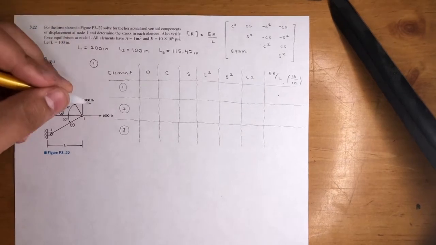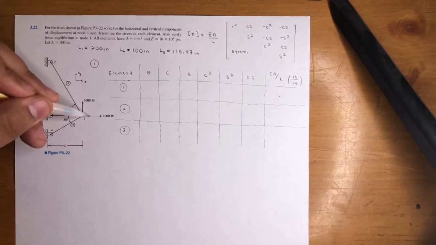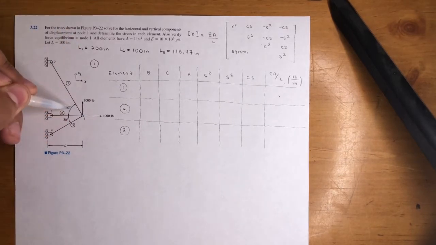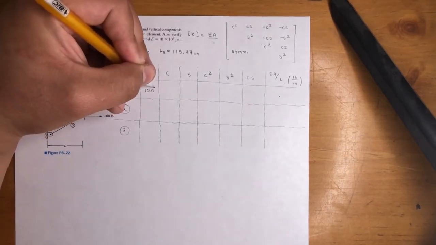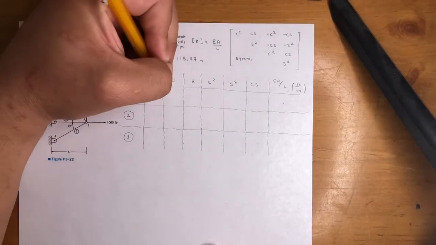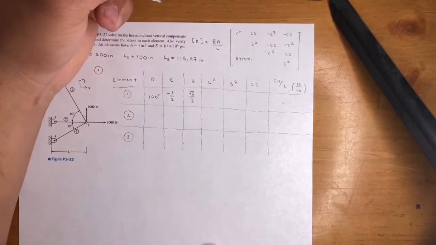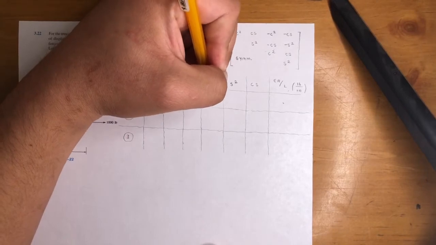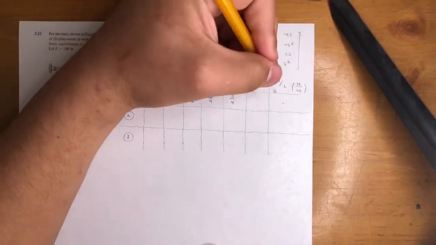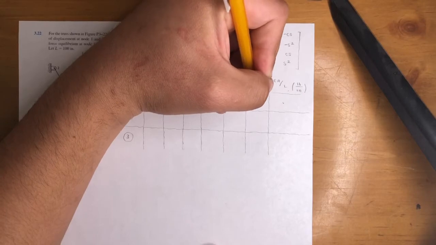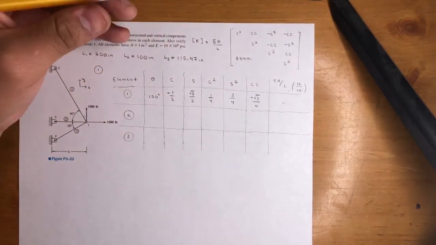Let's do the first element. You take the angle with respect to the positive x-axis, so the first element is 90 degrees plus 30, since if this is 60 right here, this is 30. That is 120 degrees. The cosine is negative 1/2, and the sine is radical 3 over 2. Cosine squared is positive 1/4, and sine squared is 3/4. It's just trigonometry, so I'm speeding through it because this problem is pretty long. Cosine times sine is negative radical 3 over 4. We'll get to the EA over L in a second.